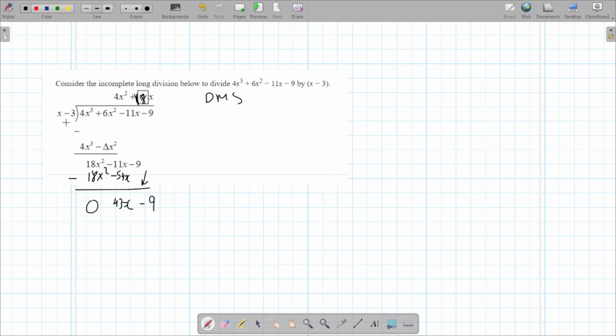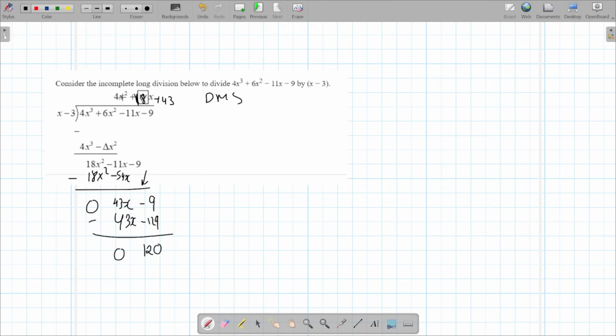Okay, 43 divided by x, DMS, right? 43 divided by x is 43. Okay, then multiply x times 43, 43x. Minus 3 times 43 is going to be minus 129. Okay, now subtract: 43, 43, 0. Minus 9 minus minus 129 is going to be 120.